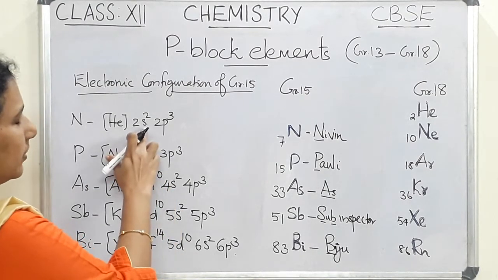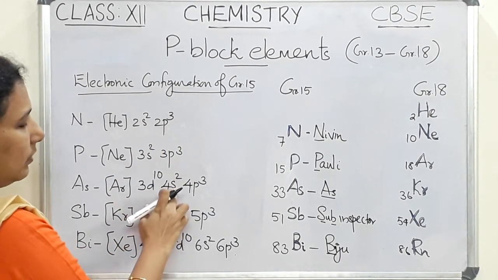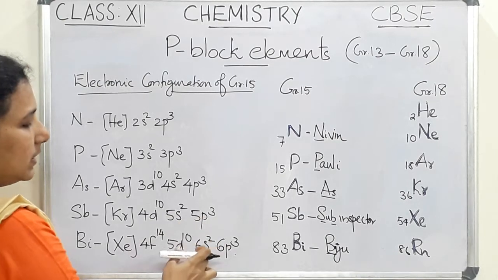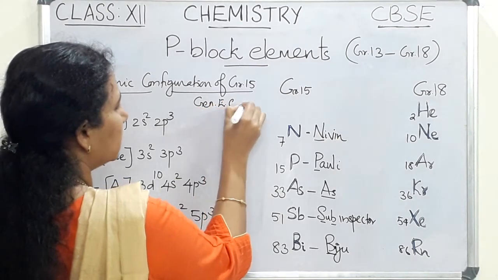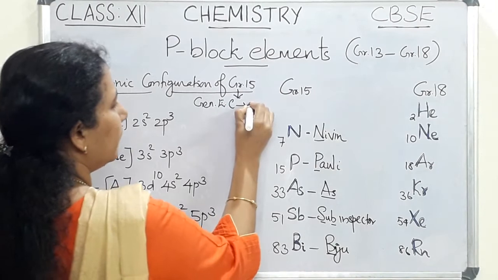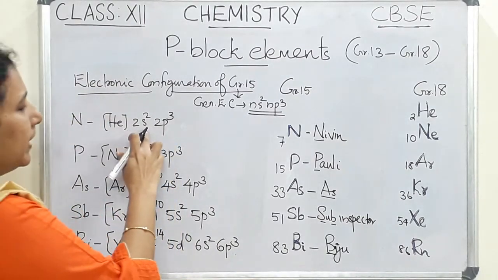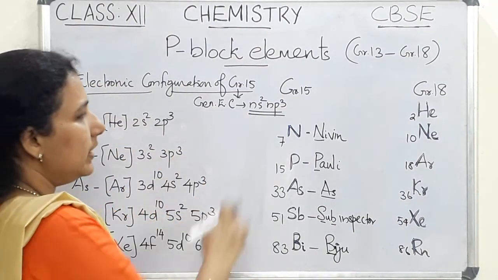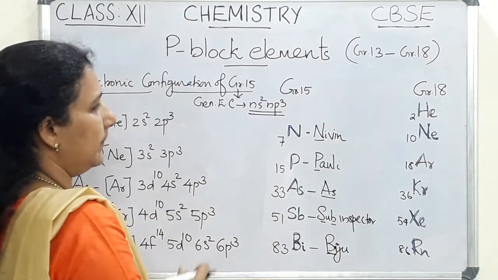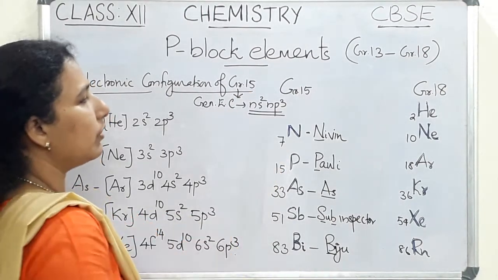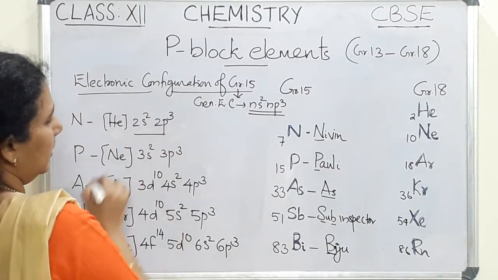Here we can see ns2np3 as the outer shell configuration: 3s2 3p3, here also 3s2 3p3, and so on. So the general electronic configuration of group 15, we can write, is ns2np3. So in all the cases we can see the ns2np3 configuration in the valence shell. So group 15 has the general valence shell electronic configuration ns2np3.